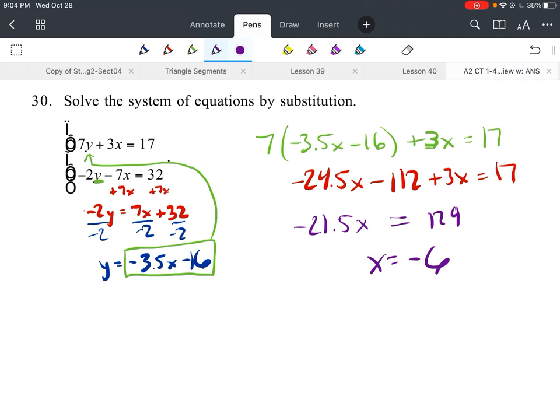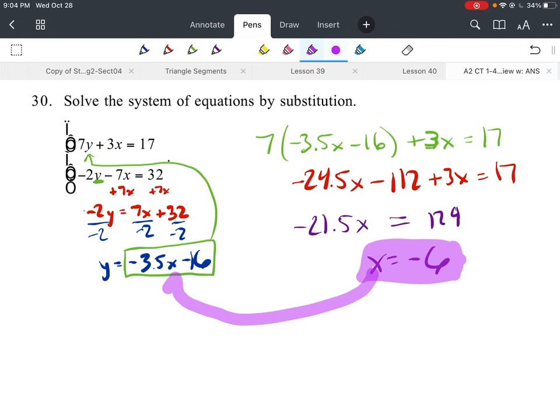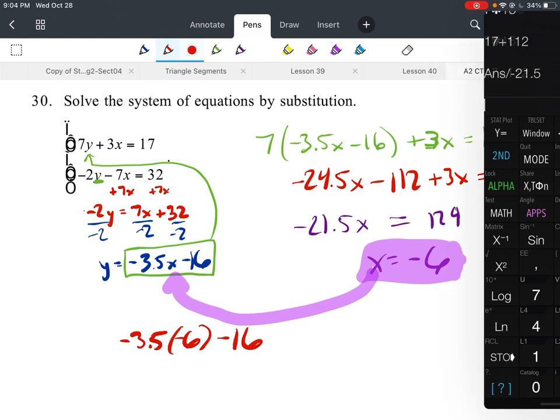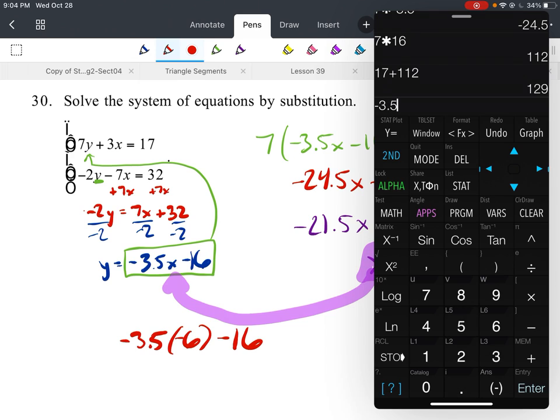Now what do I do once I have negative 6? Best place to plug it in is, you guessed it, plug it into the box. It'll give you y the fastest way possible. So this is negative 3.5 times x, which we know is negative 6 now, minus 16, and let the calculator handle that. Negative 3.5 times negative 6, use parentheses in your calculator too, it's always helpful, minus 16, and I get 5. Y equals 5.